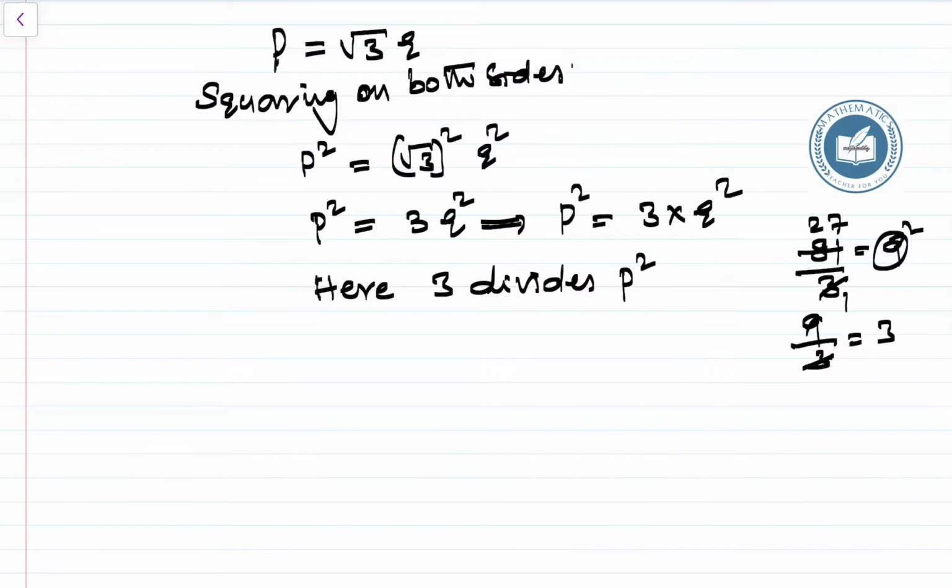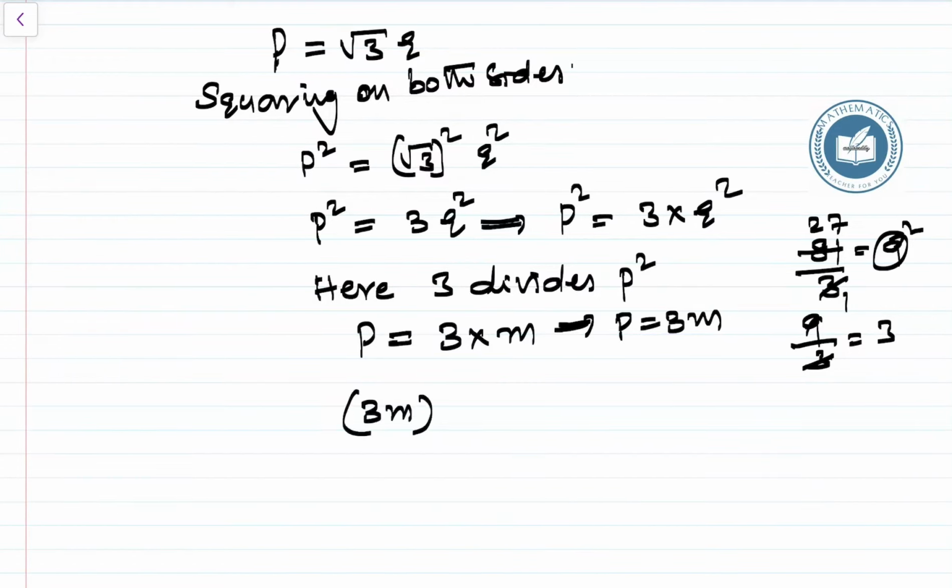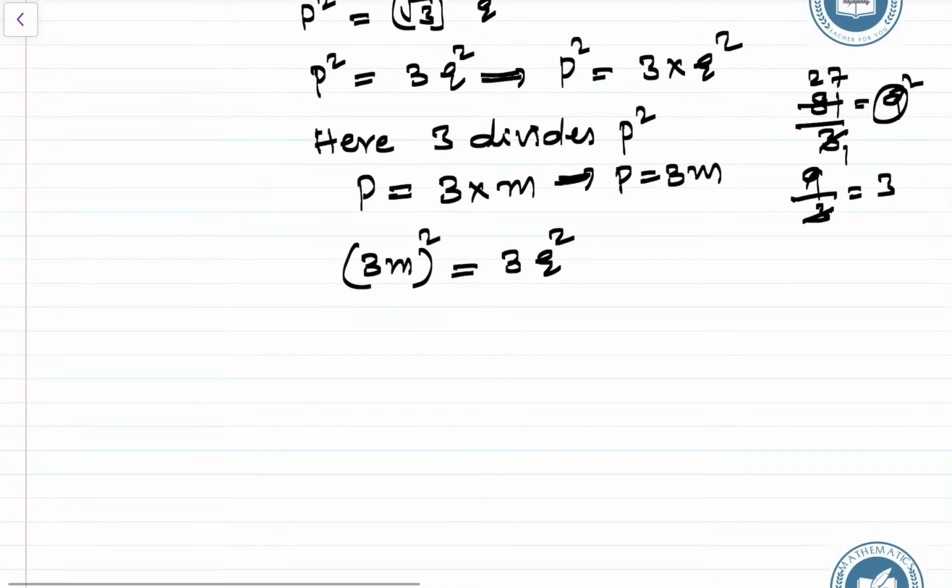Then we can write here p can be written as 3 times some number m. So therefore p is equal to 3m, means 3 into something. So therefore substituting the p value in p square, 3m whole square is equal to 3q square. Now here 3m whole square, 3m times 3m, it is 9m square equal to 3q square.